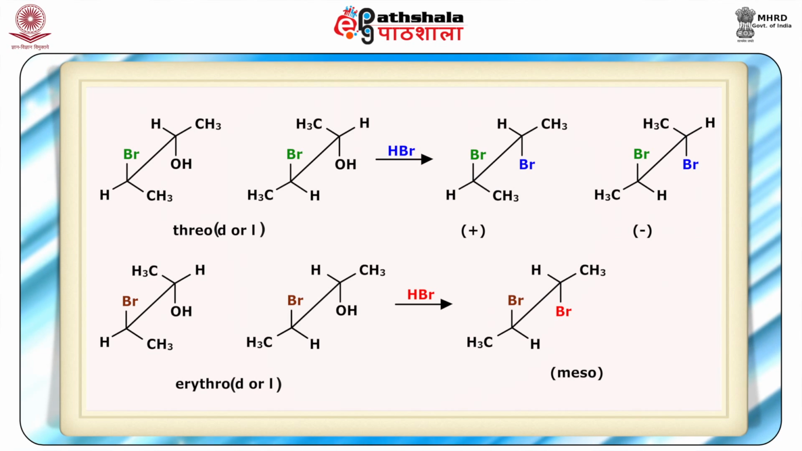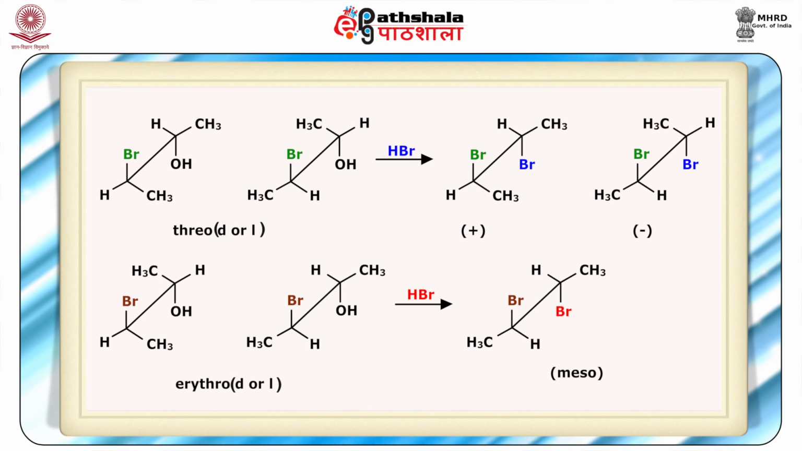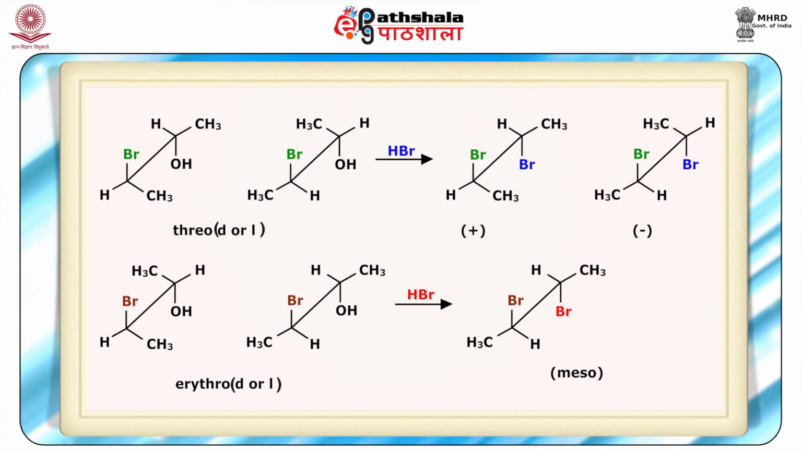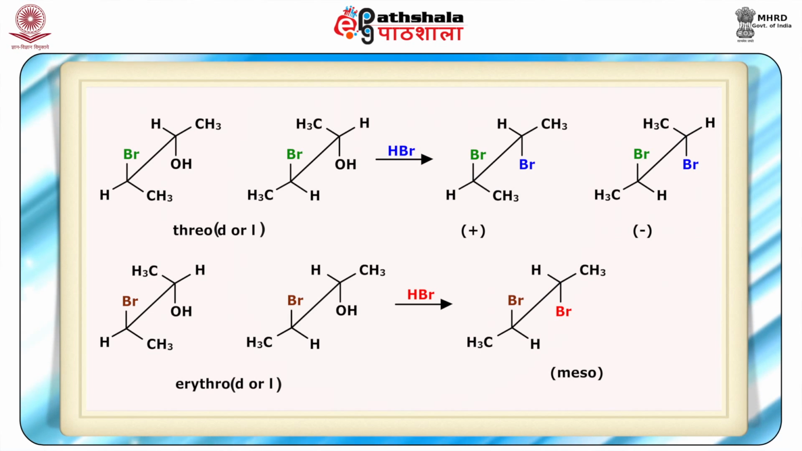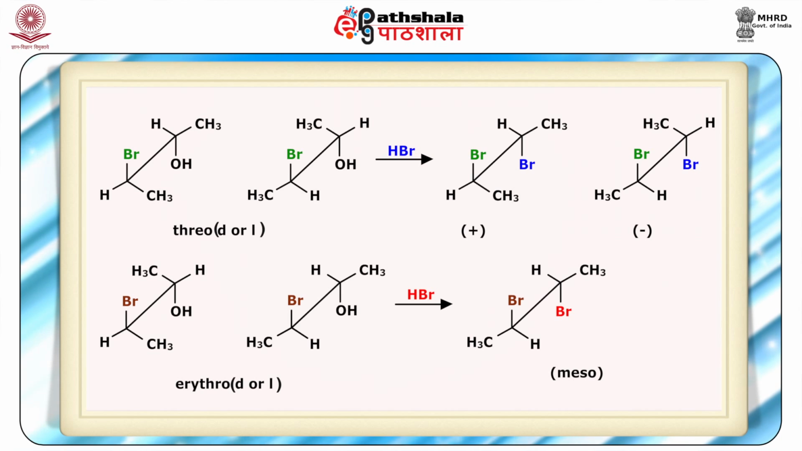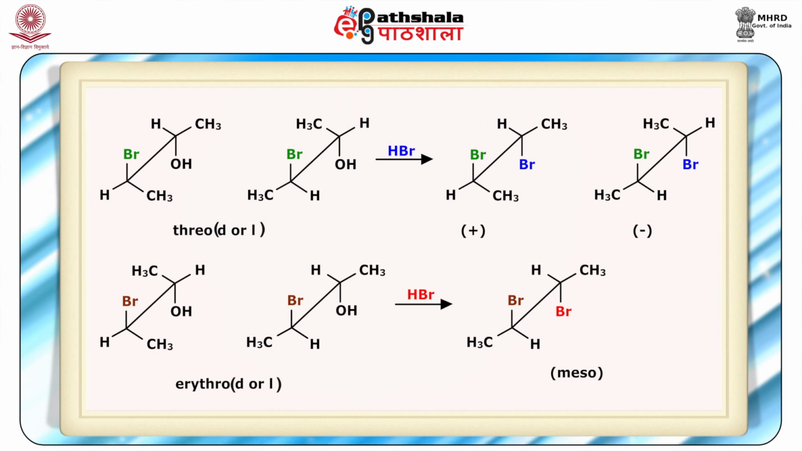that if we start with the threo, that is either D or L of this 3-bromo-2-butanol, and when any of these is treated with HBr, we are getting both the plus and the minus forms, that is you get this D plus L mixture of 2,3-dibromobutane. On the other hand, if you take this erythro, that is either D or L you start with, and when you do the reaction with HBr, we get the meso product in both the cases, that is D will also give meso and L will also give meso.